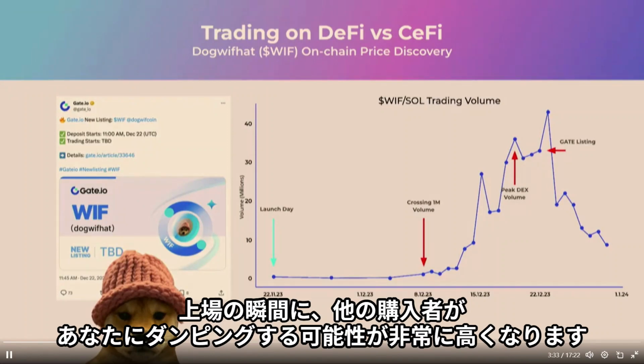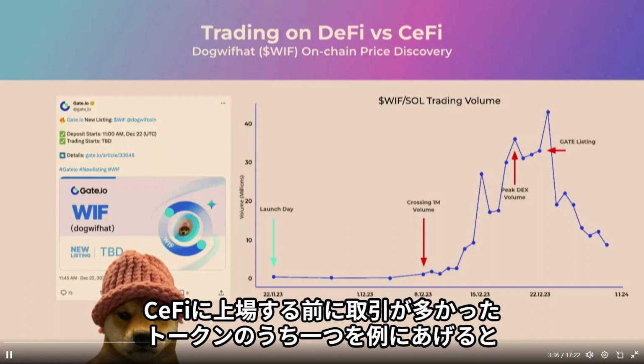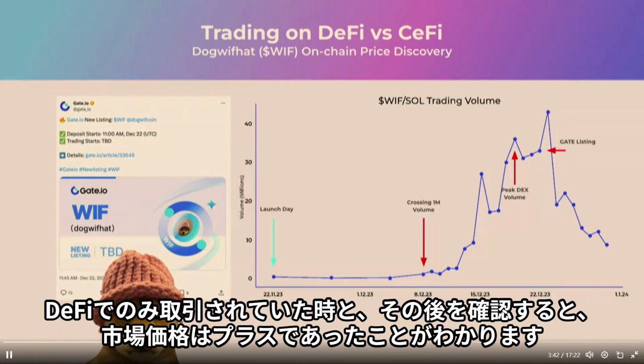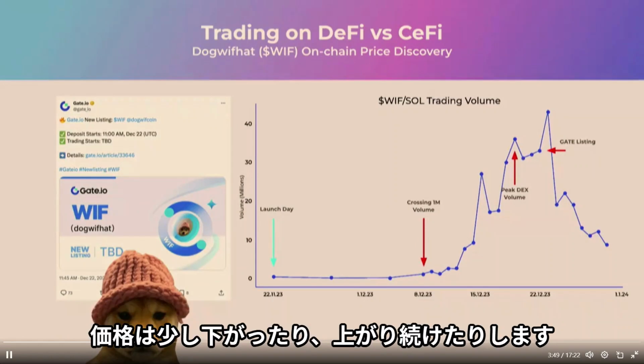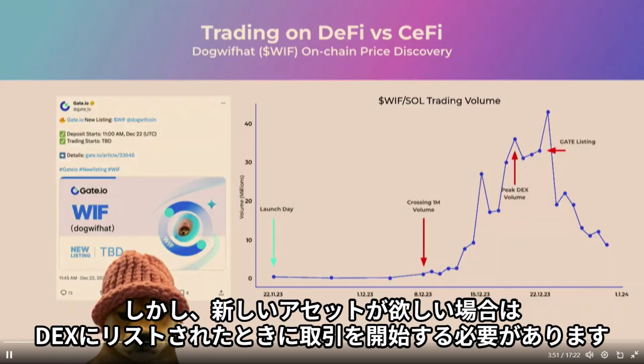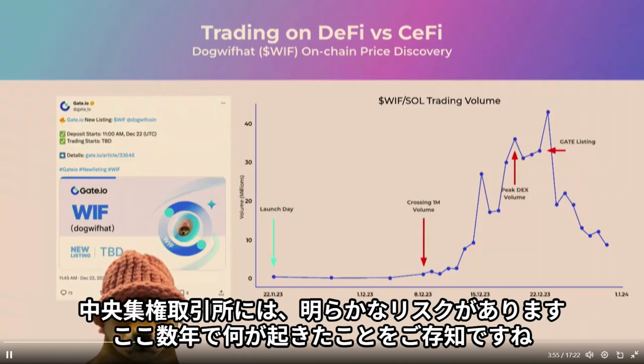And here we have the example of WIF, but that's one of many tokens where you can see that the trading was very strong before CeFi, and the price movement was positive when it was traded on DeFi only, and then when it came to CeFi, you can see the price went down a little bit. Sometimes it keeps going up, but still, if you want the newer assets, you have to start trading them when they get listed on DEXs way before the centralized exchanges.